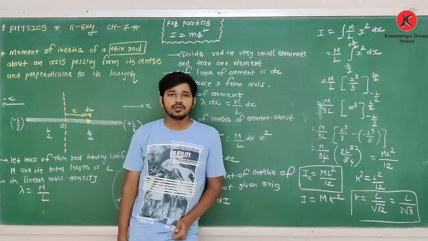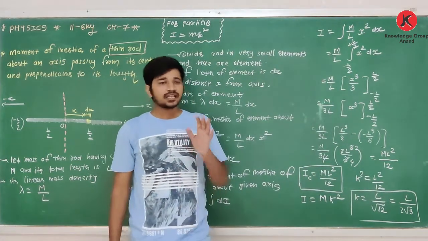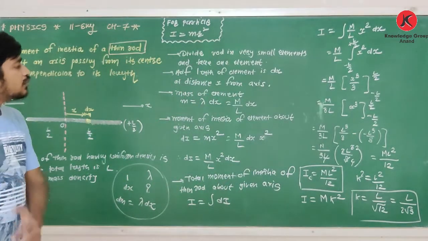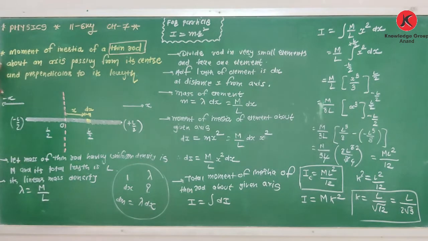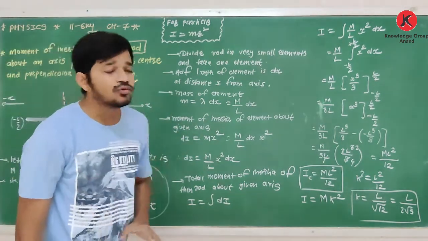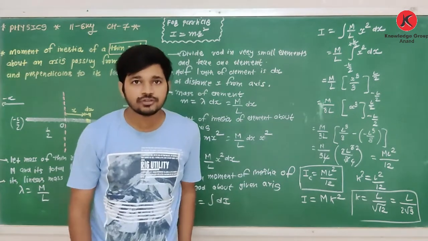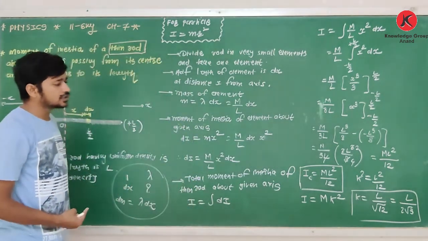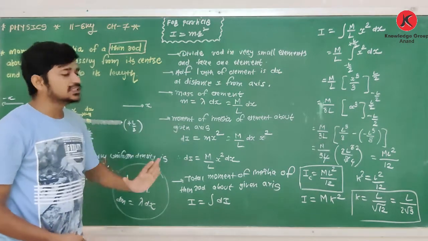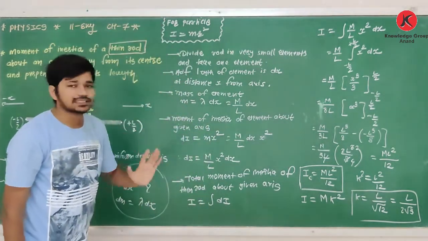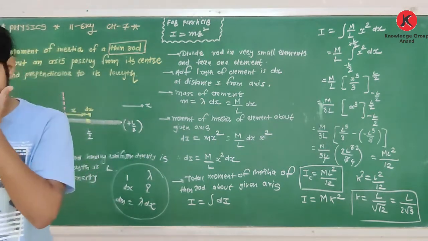Clear about this? Okay. So yes, it is one theory: how to find the moment of inertia of a thin rod about an axis passing through its center and perpendicular to its length. That is the whole theory. Again, it is an important question. How to solve such questions? Repeat and repeat this method, and you can easily understand.